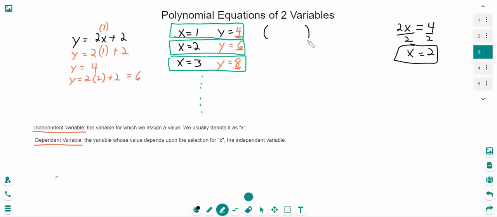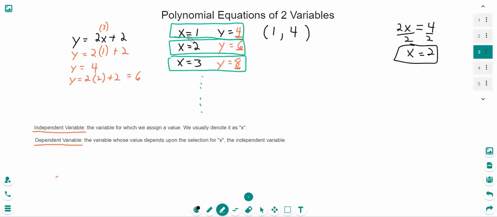It's a set of parentheses, and inside the parentheses we have two numbers, a pair of numbers, separated by a comma. The first number represents the x solution. The second number represents the y solution. So the first number is the independent variable, and the second number is the dependent variable.